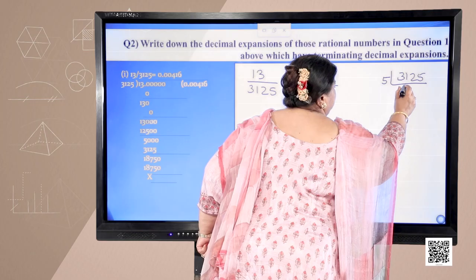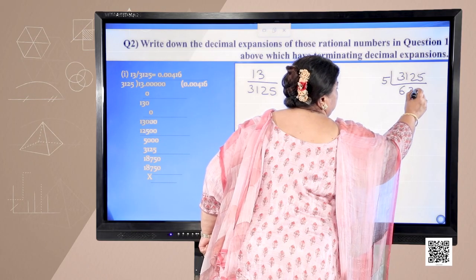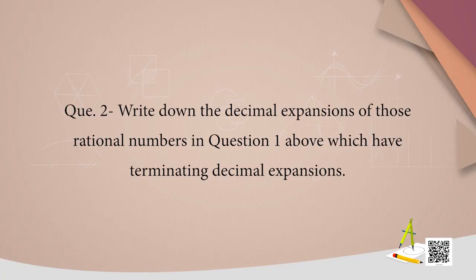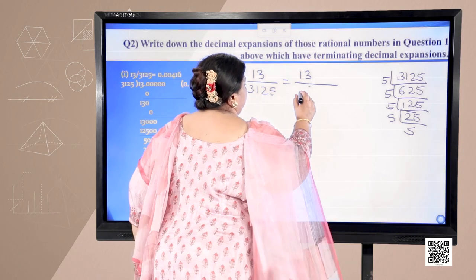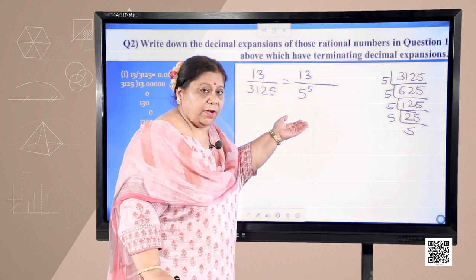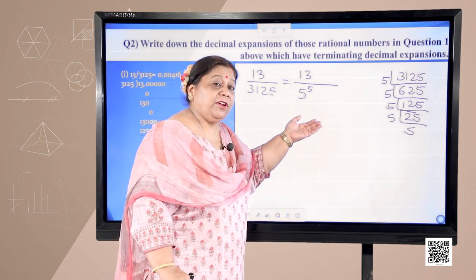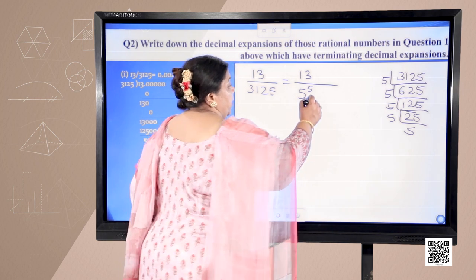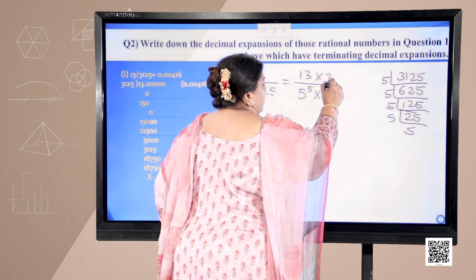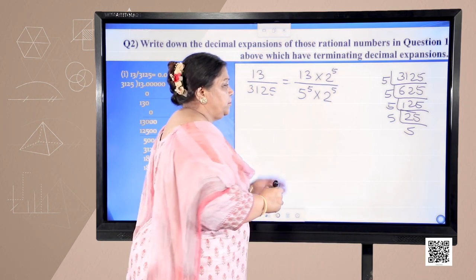We had 5 sixes, 5 twos, and 5 ones. Again with 5 twos and 5 fives. No, I am sorry, it is 5 to the power 5. We had 5 to the power 5. Now, I told you we will try to convert the denominator as powers of 10. So, if I multiply and divide by 2 to the power 5, I get the denominator as powers of 10.